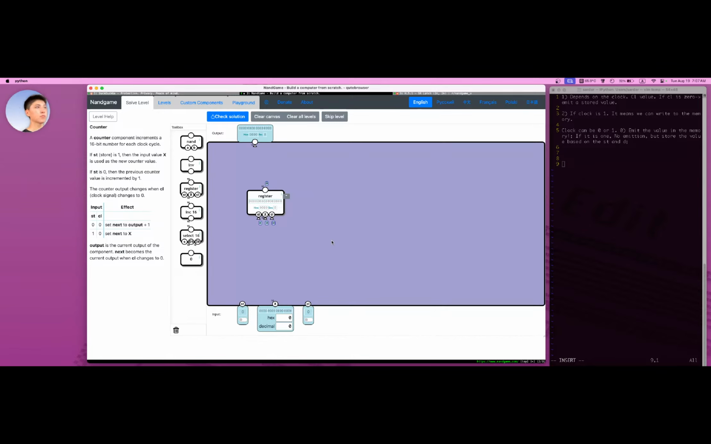Interesting. This is much simpler, I think. So we have a register. We can write the x, but it depends on the st, and it depends on the clock. But what's the problem? Problem is that if st is 1, then the input value x is used as a new counter value.